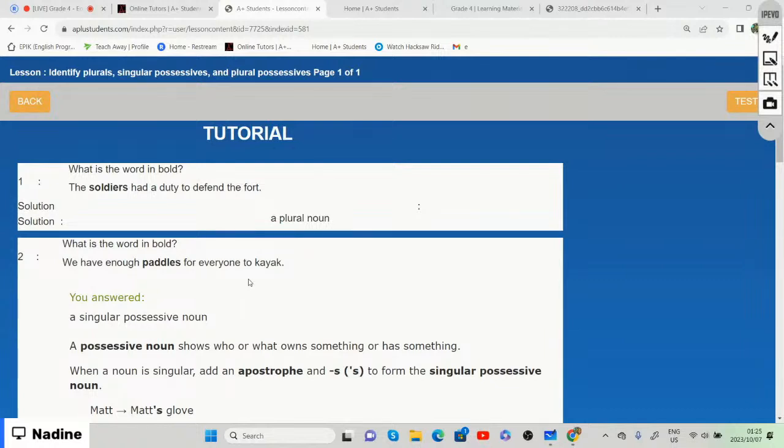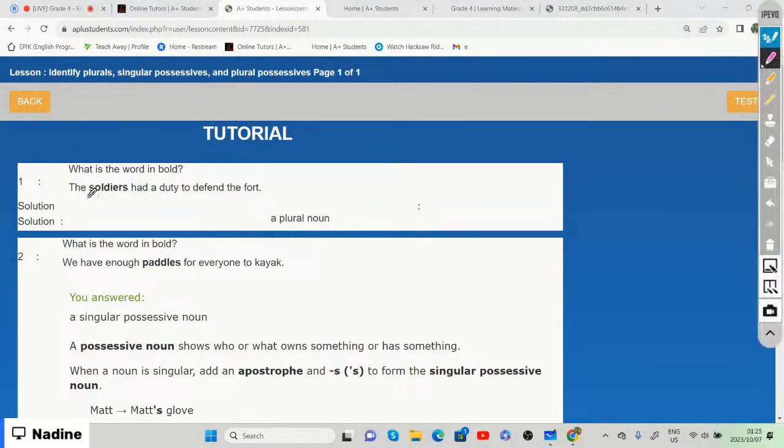For example, if we look at the word soldiers, right? The soldiers had a duty to defend the fort. So if you look at the word soldiers, is there an apostrophe? Is there an apostrophe and an S? Or is this just referring to more than one soldier that had a duty to defend the fort? Which means that we need to ask ourselves, is this a singular possessive noun? Is it a plural possessive noun? Or is it just a plural noun?